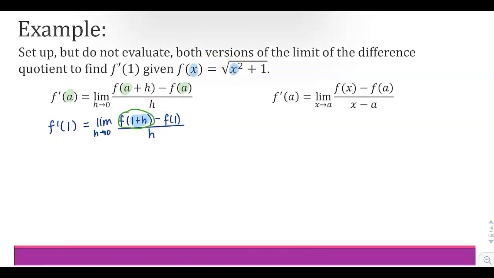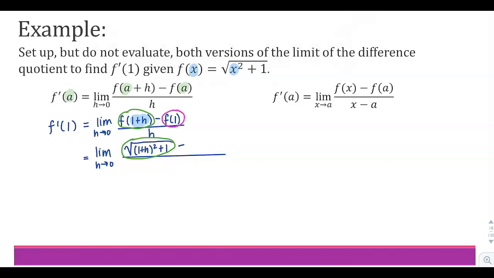I'm going to have to keep the limit. So I have the limit as h approaches 0, and I put a big fraction bar here. Working on the top left side, it's going to be the square root of 1 plus h squared plus 1. So I've just done that first part here, and those two parts coincide with one another. And then I'm going to put minus, and work on the next part.